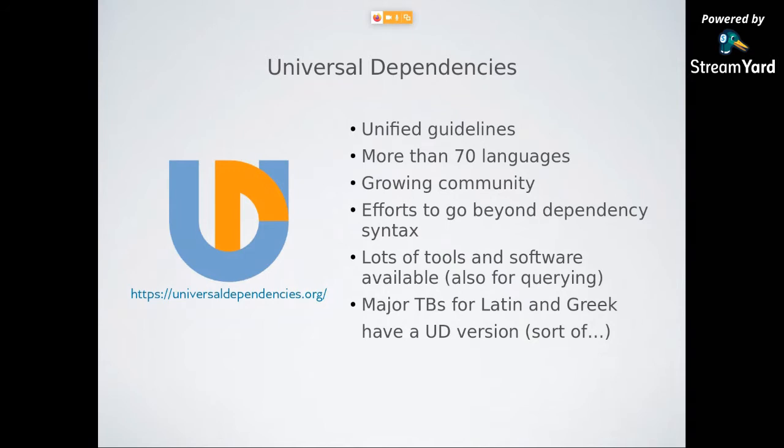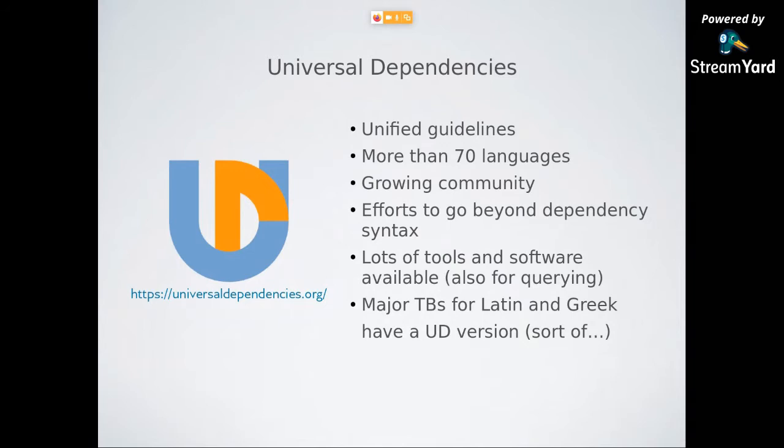Universal Dependencies, which was presented in Sunoikisis, if I remember correctly, last year by Marco Passarotti, is a set of unified guidelines for syntactic annotation that harmonizes treebanks for more than 70 languages, ancient and modern, especially modern, but not just. It's a very active and growing community, and it also makes an effort to go beyond syntax and introduce other information. It offers a lot of tools and software developed by the community, also for querying, and also infrastructure. The PML-TQ infrastructure that I mentioned before is also available for querying Universal Dependencies treebanks.